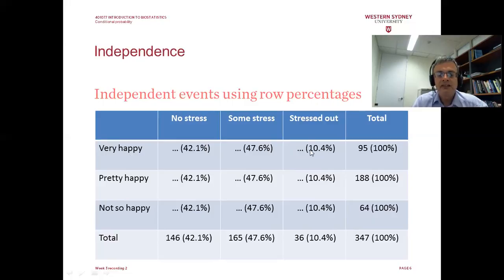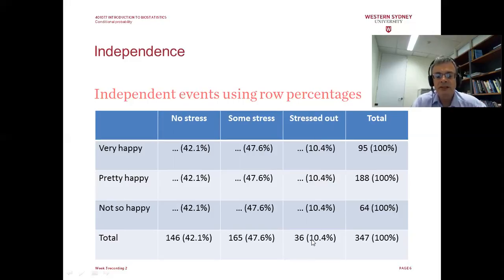If the people in the not so happy group are more likely to be stressed out, have a higher proportion of people who are stressed out than those in the very happy group, then happiness has some impact on stress. Which happiness group you're in has some impact on your stress level. In this case, happiness has no impact on stress, and so the two variables are completely independent of each other.